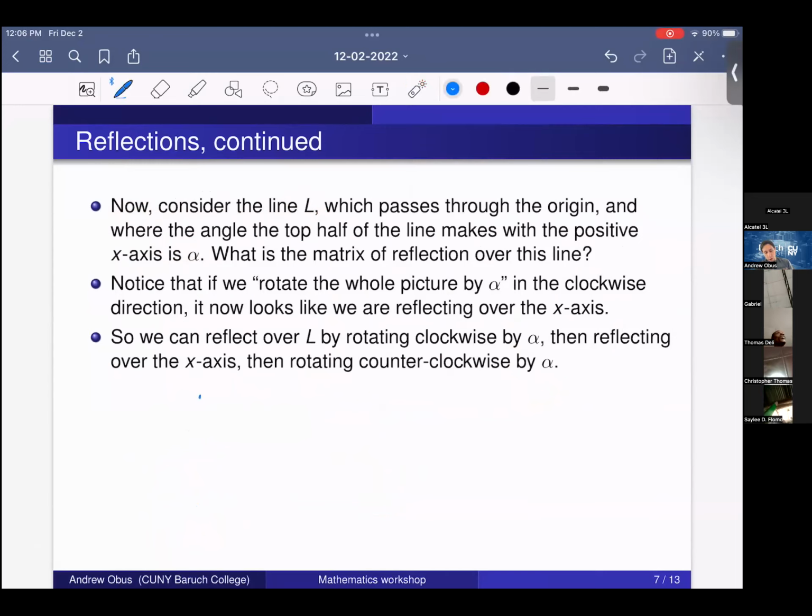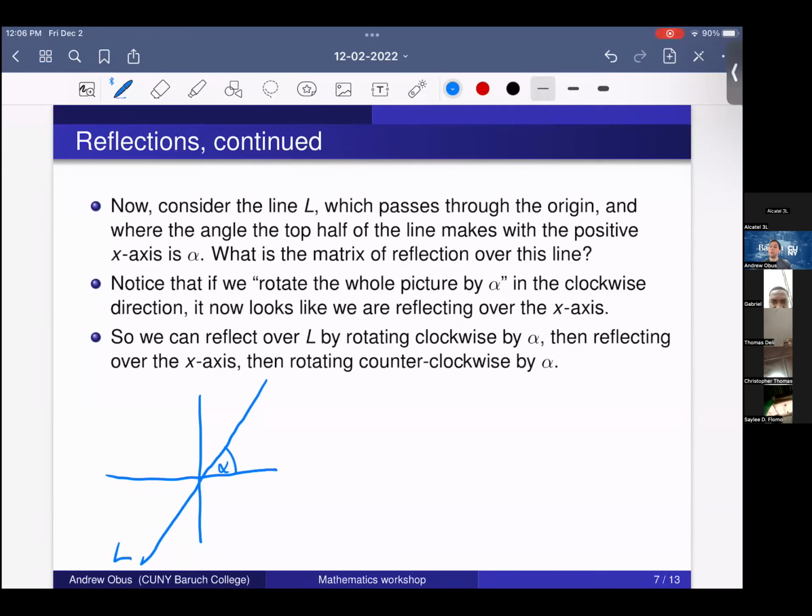So let me draw our situation. Now let's imagine that I have some line L right here. This is going to be my line L, and the line L makes an angle alpha with the x-axis. What I want to do is figure out what is the matrix of reflection over this line.